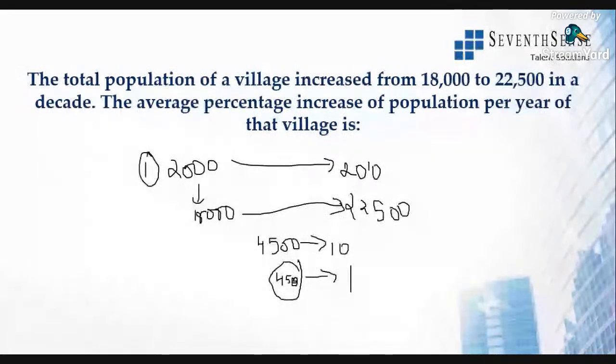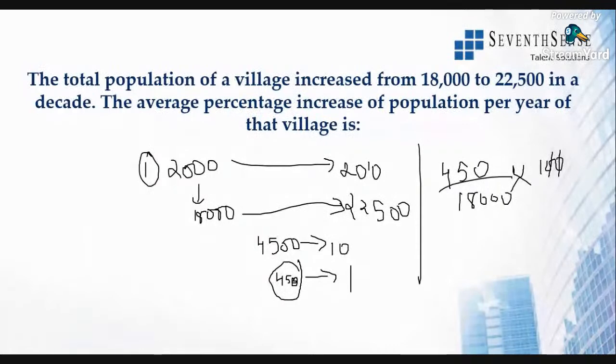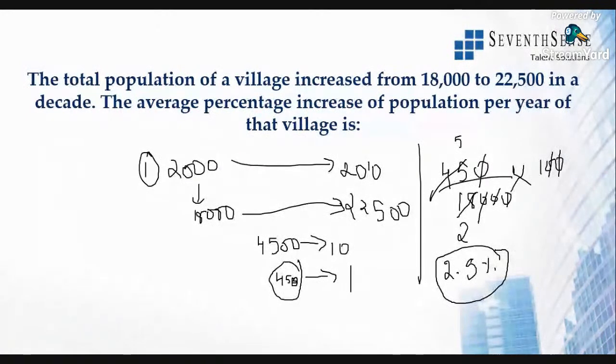If it is increasing by 450 from the first year, at what percentage is it increasing? It will become 450 divided by 18,000 into 100. This gets cancelled, 18 and 18 get cancelled, 0 and 0 get cancelled. So this will become 9 into 5 times, 9 into 2 times, so that will be 2.5% increase. So every year it is increasing by 2.5%.